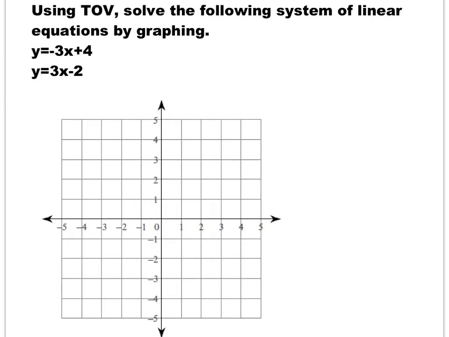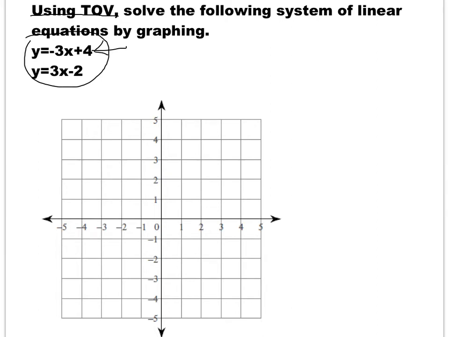Example 1 says you have two equations, or one system of linear equations, y equals negative 3x plus 4 and y is equal to 3x minus 2. We are supposed to use table of values to plot the two lines and then find POI. Remember, when you are asked to use a specific method, only use that one. Do not try any other method. Now, let's start with the first line. y equals negative 3x plus 4.